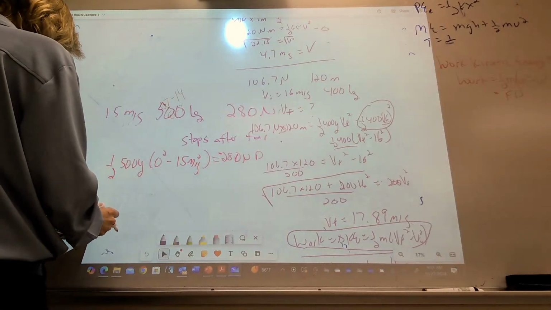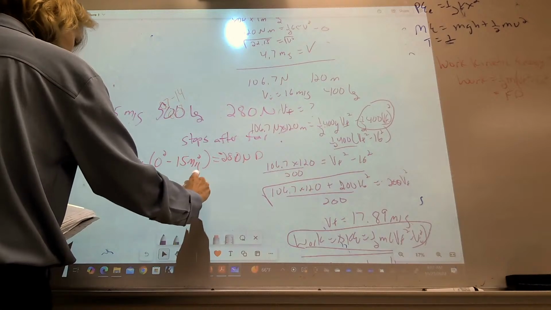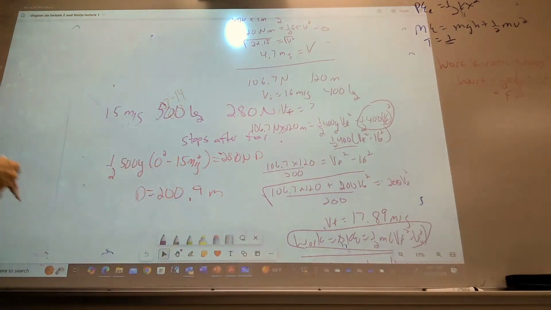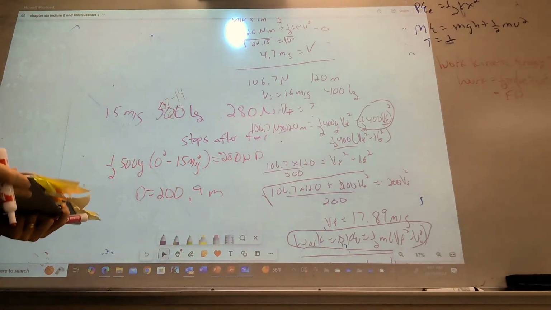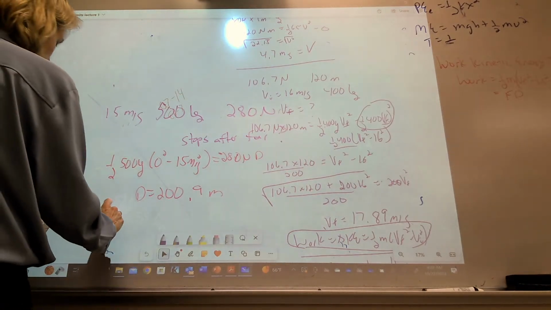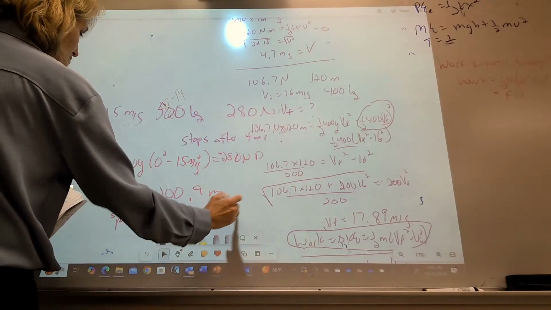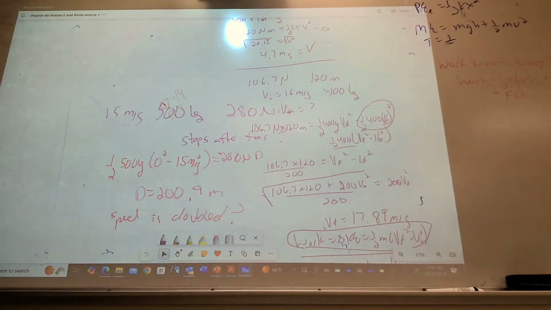Violet, did you get the stopping distance? 200.9. Good. Okay, it's just 250 times 15 squared divided by 280. Now what happens if the speed is doubled? What was the answer? 200.9 meters. Which is 250 times 15 squared divided by your brake force.